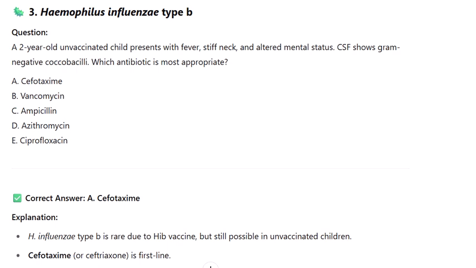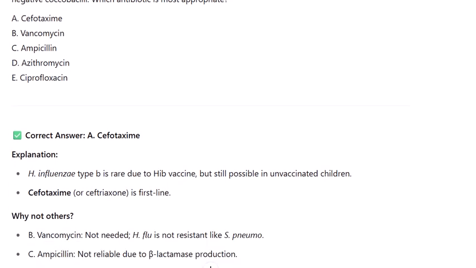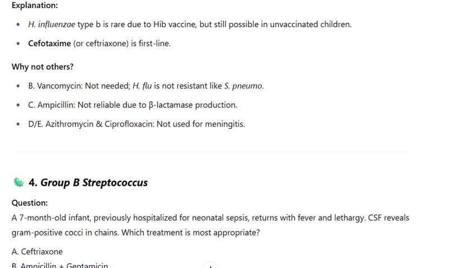Explanation. H. influenzae type B is rare due to the Hib vaccine, but still possible in unvaccinated children. Cefotaxime, or ceftriaxone, is first line. Why not others? B. Vancomycin, not needed. H. flu is not resistant like S. pneumo. C. Ampicillin, not reliable due to beta-lactamase production. D and E. Azithromycin and ciprofloxacin, not used for meningitis.